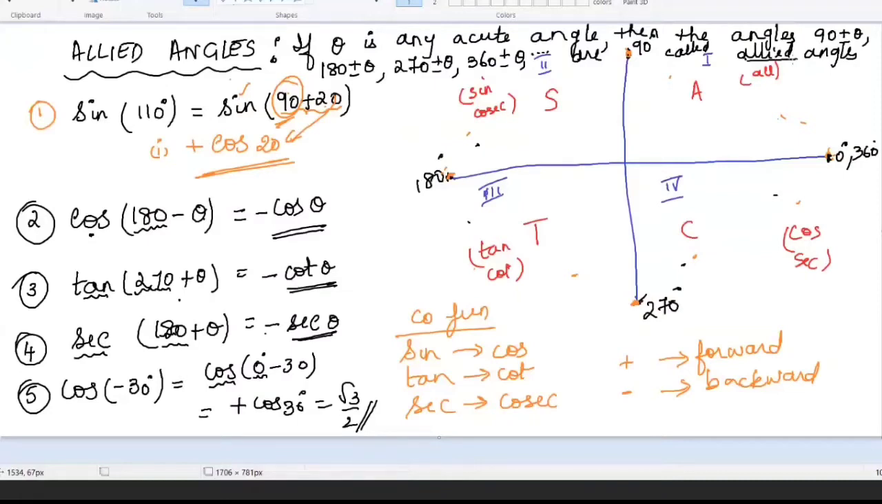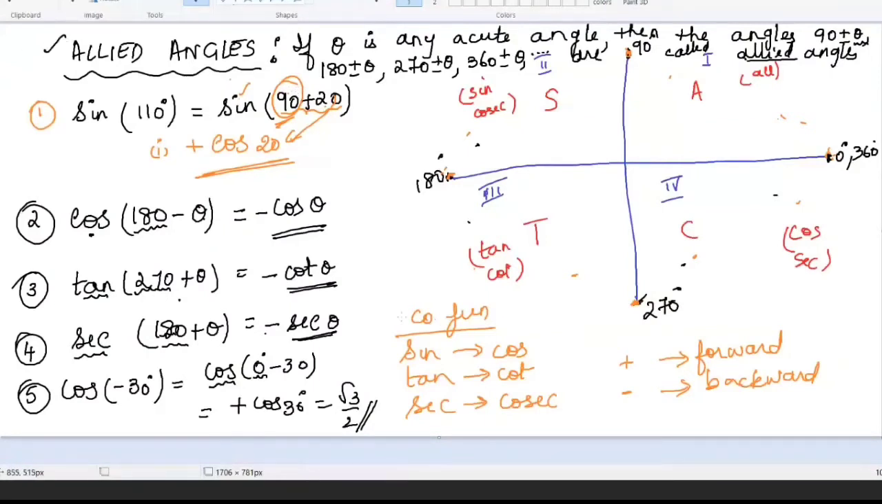What is it? If theta is any acute angle, what is an acute angle? Within 90, right? Then the angles 90 plus theta, whatever theta you are writing, that should be an acute angle. That is the meaning. So 90 plus or minus theta, 180 plus or minus theta, 270 plus or minus theta, 360 plus or minus theta, and so on are called allied angles. That is the first thing you need to write.